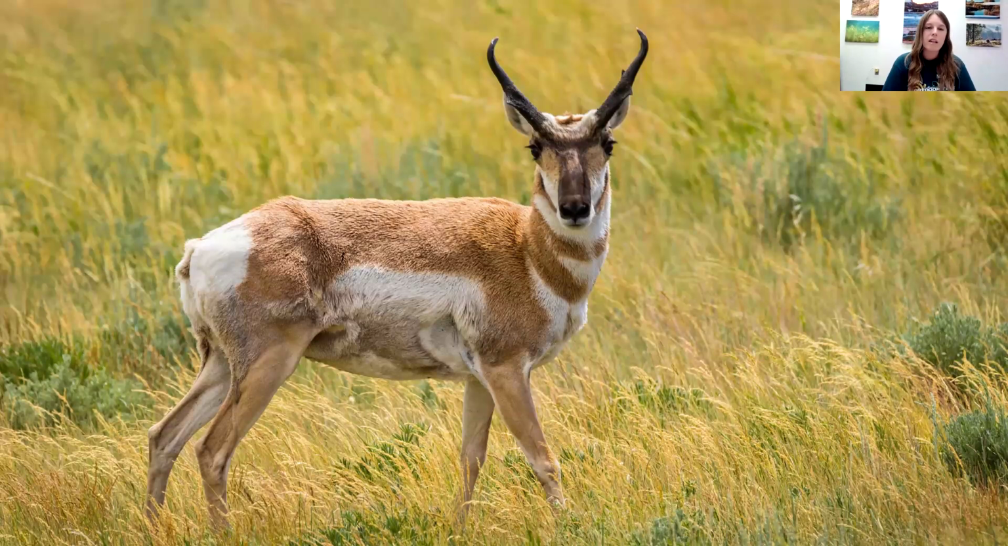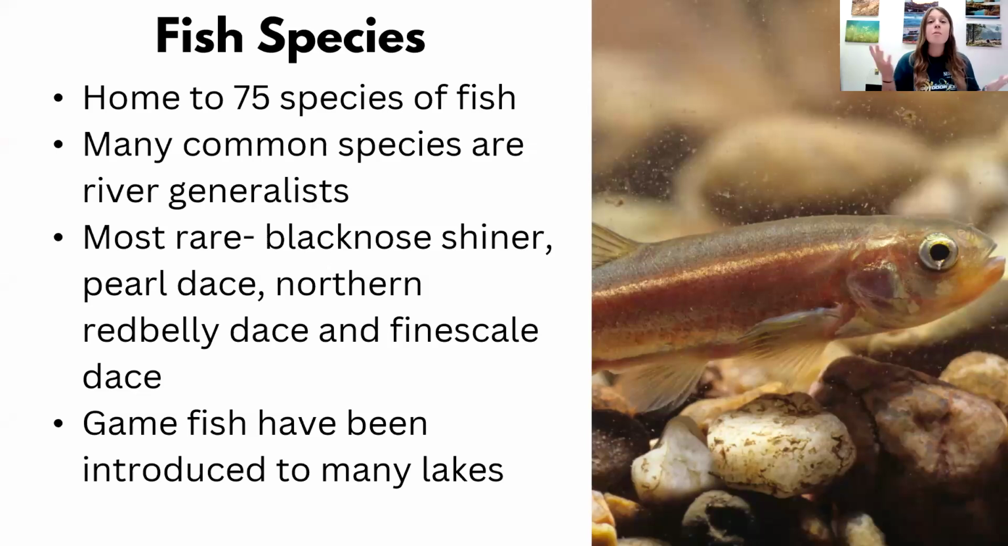And they're one of the fastest land mammals in North America, not the cheetah, but they are the fastest land mammal in Nebraska. All right, we also have fish species. So thinking about all those wetlands and lakes, you also have areas of fish. So about 75 species of fish. Nebraska is home to about 100 species, but 75 species have been documented in the sandhills.